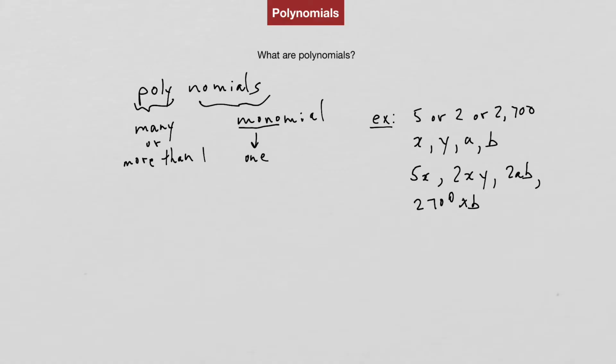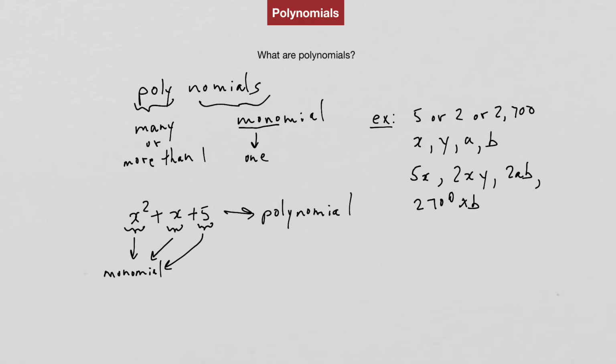So then a polynomial is basically an expression with multiple monomials. So the following example, x squared plus x plus 5, is a polynomial. Okay, because this is a monomial. This is also a monomial, and then this term is also a monomial.